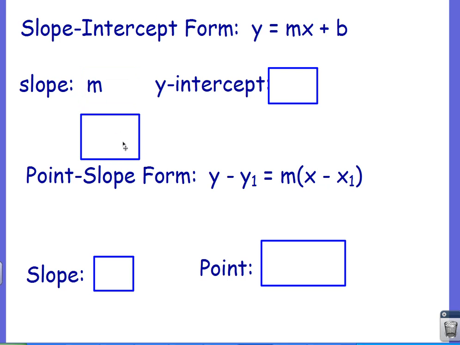So how do we find slope? It's simply the coefficient of x. The number in front of x is your slope. The y-intercept is your constant. Okay, this number out here that does not have a variable attached to it.